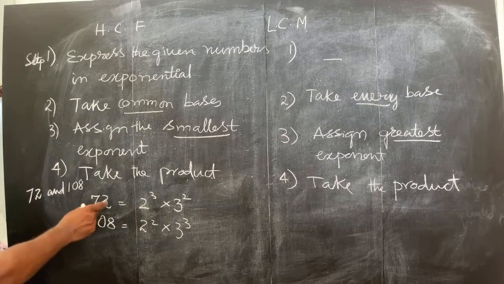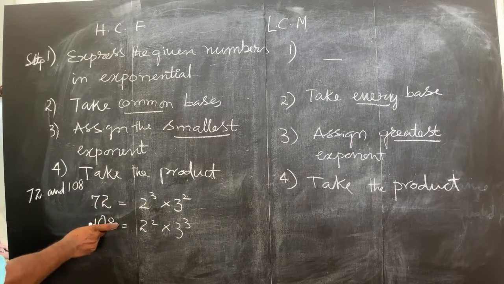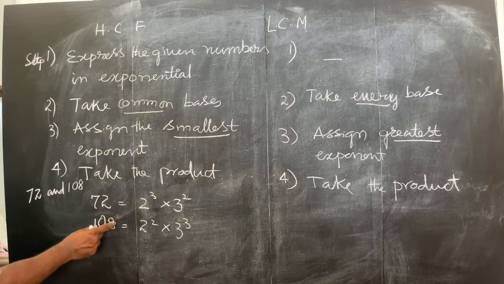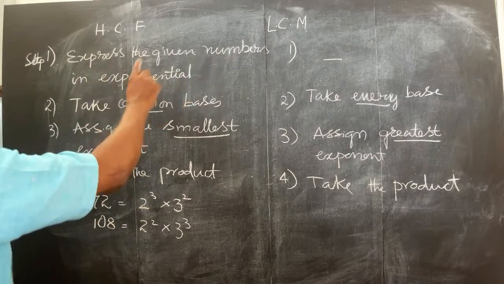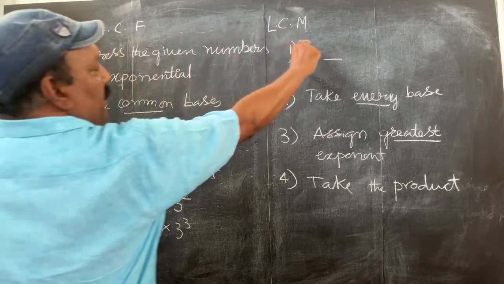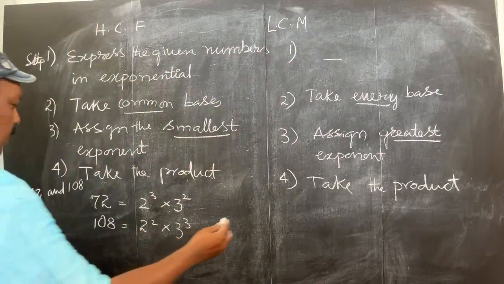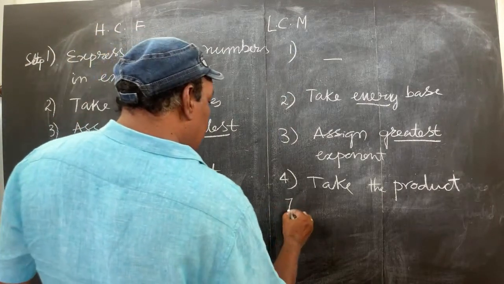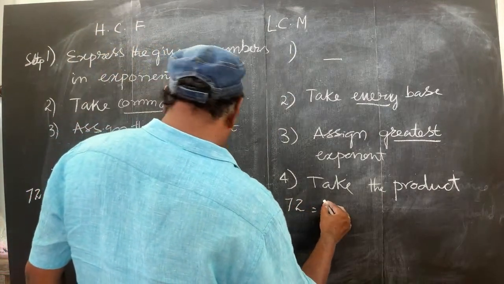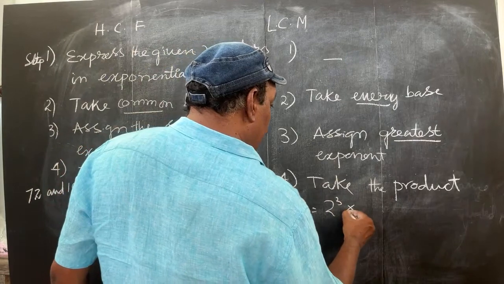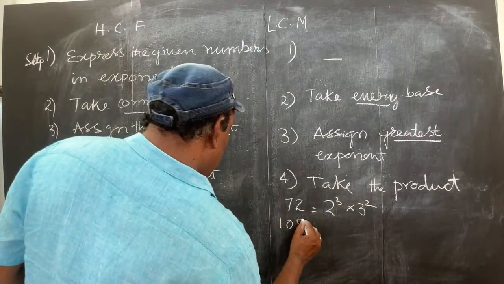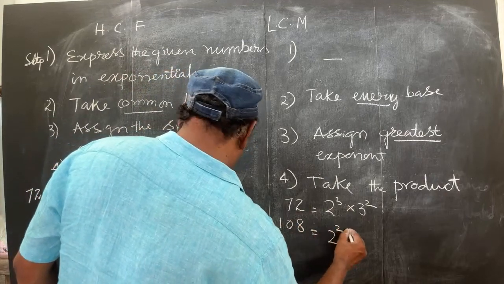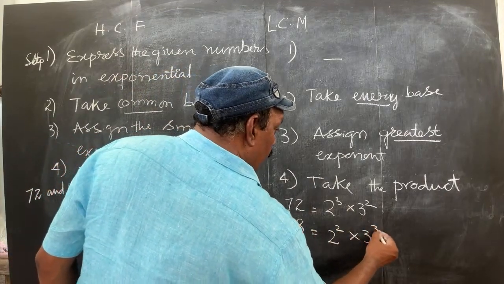Now, both 72 and 108. To find the HCF of 72 and 108, 72 and 108 should be converted into exponential form. In the case of LCM you have to do the same thing. Here also I will do the same. 72 is equal to 2 cube into 3 square. Here 108 is equal to 2 square and 3 cube. Both the cases.